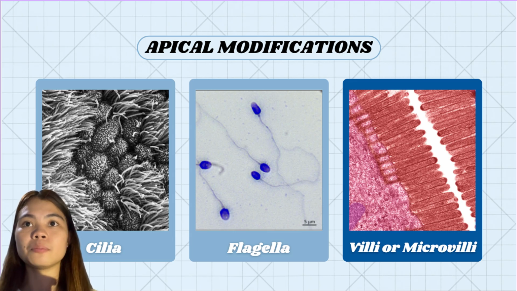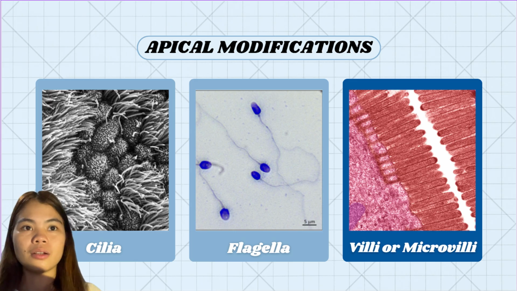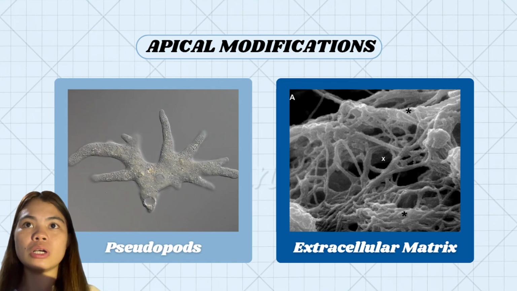Third, we have villi or microvilli. They are small, slender, vascular, finger-like projections that increase the surface area to increase absorption. And for the fourth one, we have the pseudopods. They are the false feet that act as temporary, finger-like extensions of the cell cytoplasm. Their function is for movement and ingestion, or phagocytosis.